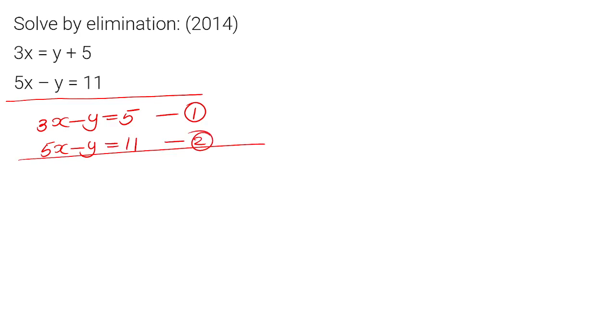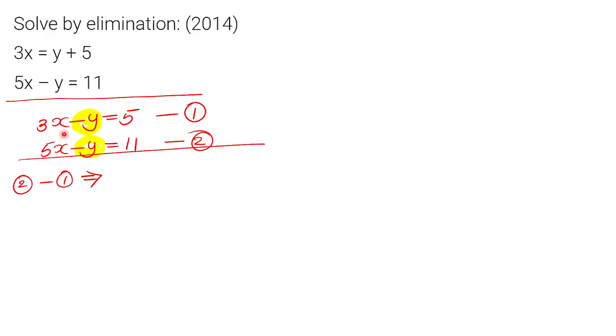Initially we have identical terms, minus y and minus y. If they are the same terms, we can subtract them, don't add. If it is plus y and minus y, we will add. But this is minus y and minus y. On subtraction, minus y will be cancelled. So either do 1 minus 2 or 2 minus 1. I am doing 2 minus 1.